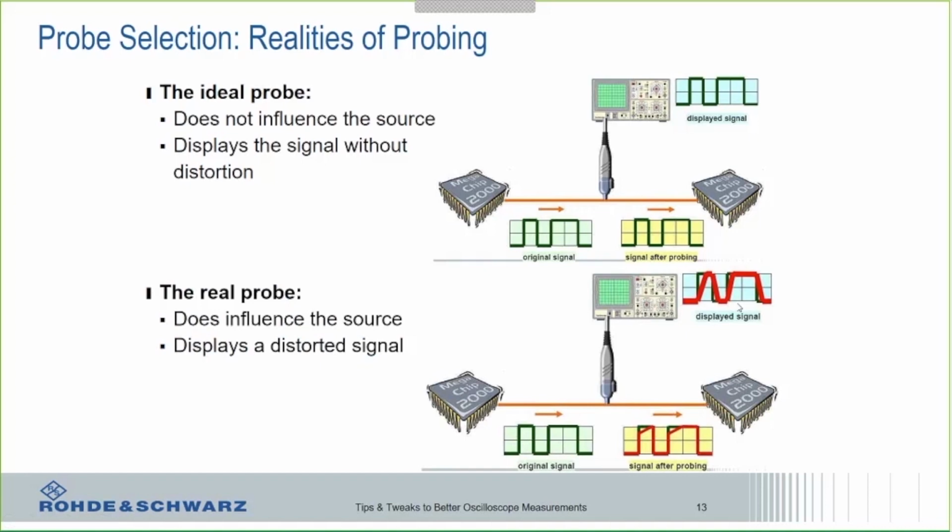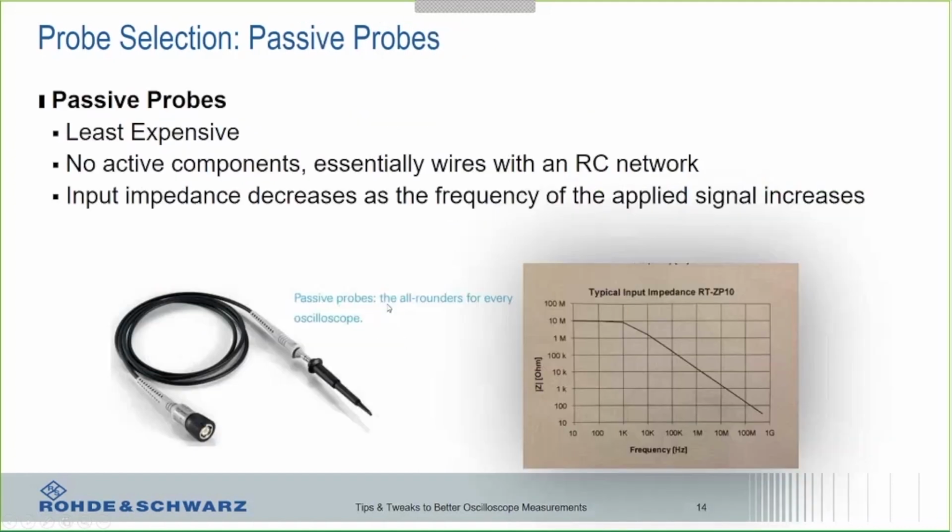Our goal here is to make sure that we are minimizing those impacts. We know that there's no such thing as an ideal probe, but we can hopefully make it so that it has a much more minimal impact on both the signal itself on your circuit and on the oscilloscope's display. So let's talk about how we can go about doing that. I'm going to talk through a couple different probes and what some of the tips and tweaks are to make sure that you're getting the best measurements out of them.